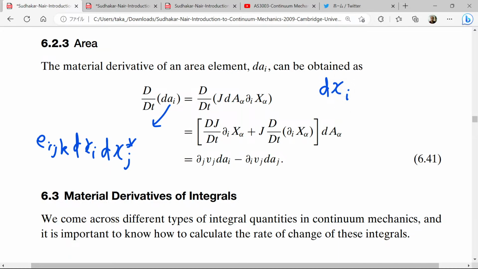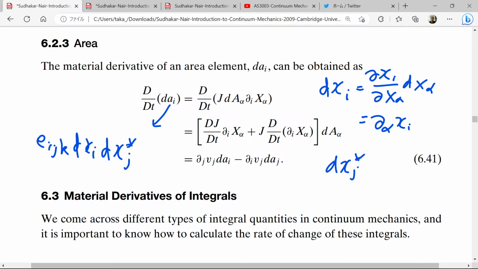Then there is also some formula which is easy to remember. dxi is partial xi partial x alpha dx alpha. So this is in abbreviated form. This is written like partial alpha xi. Then dxj star is the same. You can have abbreviated form.